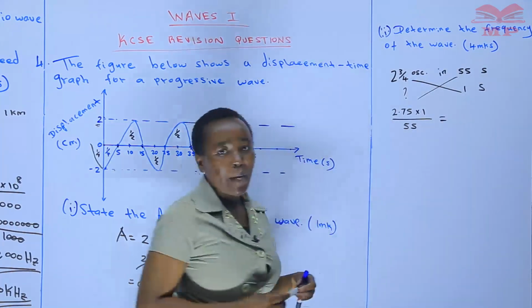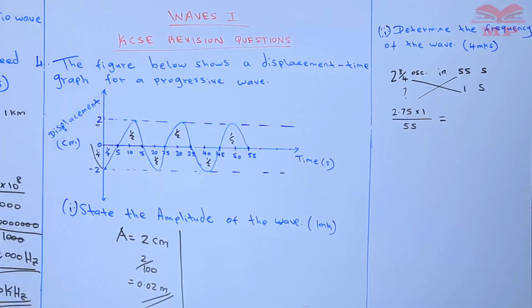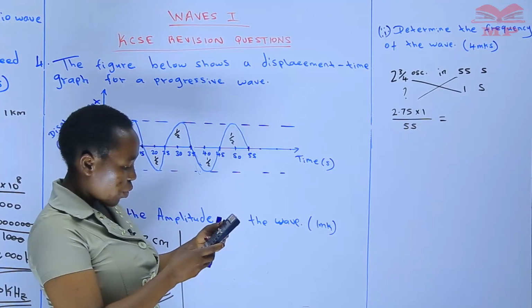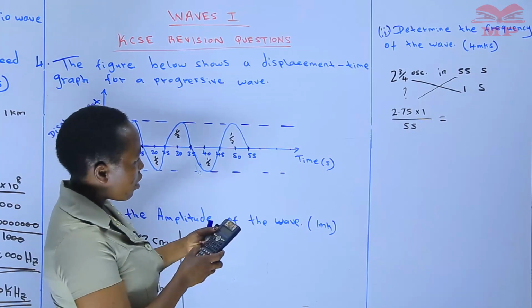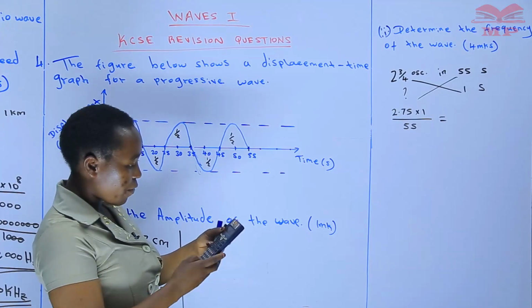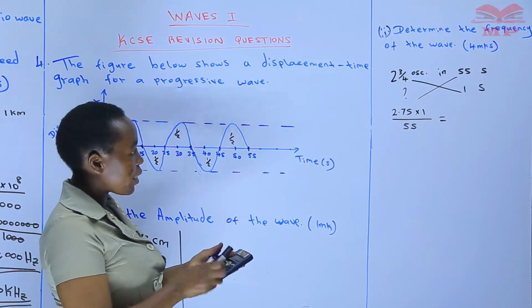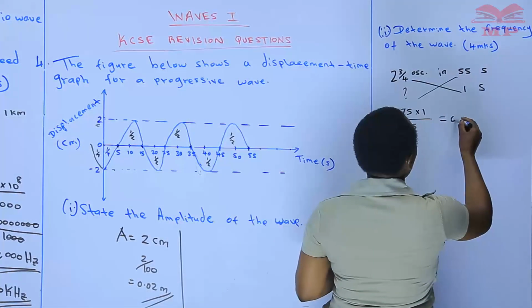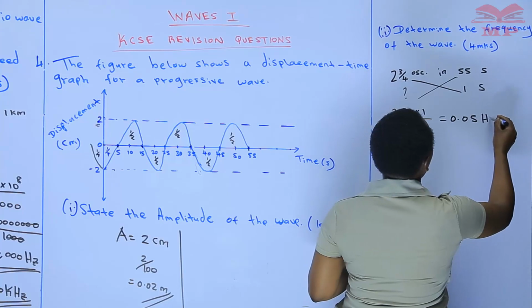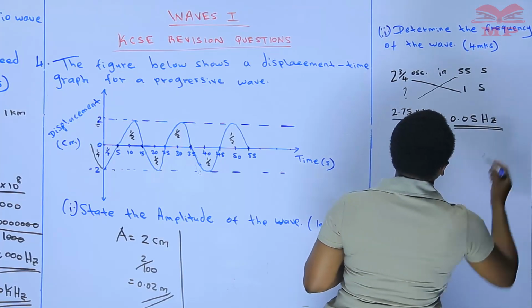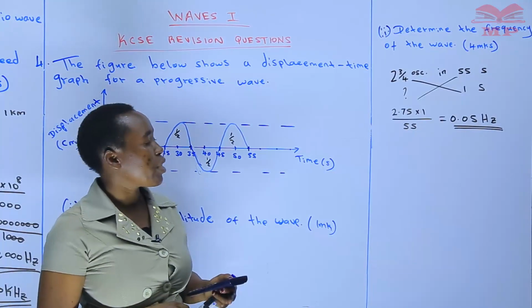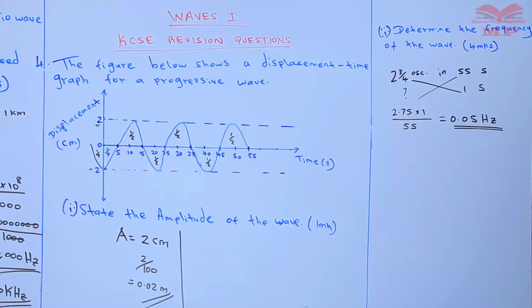So what do we end up getting as our frequency? You can use your calculator. So we have 2.75 divided by 55. So we end up getting our frequency as 0.05 hertz. So that is the frequency of the wave. Number of oscillations in 1 second.